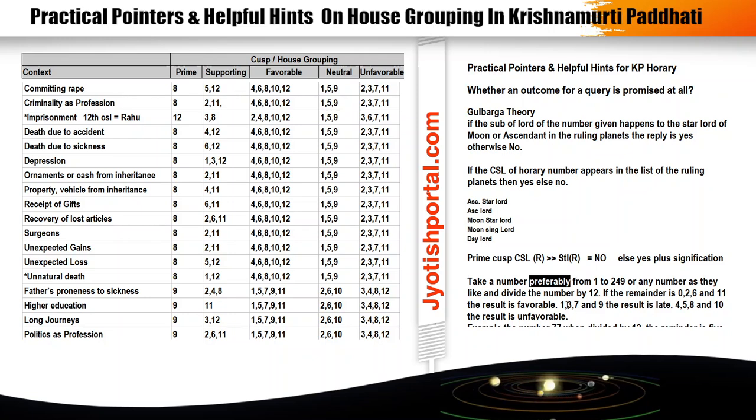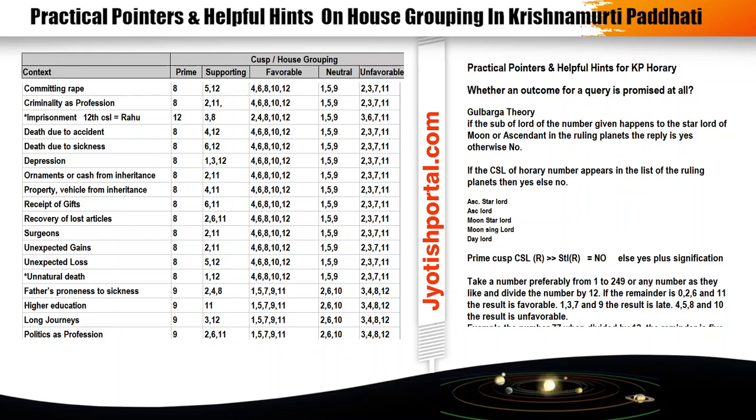And then divide that number by 12. So if the remainder is 0, 2, 6 and 11, the result is favorable. 1, 3, 7 and 9, the result is mixed. 4, 5, 8 and 10, the result is unfavorable. And one example is also given over here. You can try this rule. Like I said, I haven't tried this rule, but Shri Subramaniam has a good reputation in the KP community, and he has spoken highly about this rule. So I thought of sharing this with you. Then there is another, that is the connection between the first and the 11th.